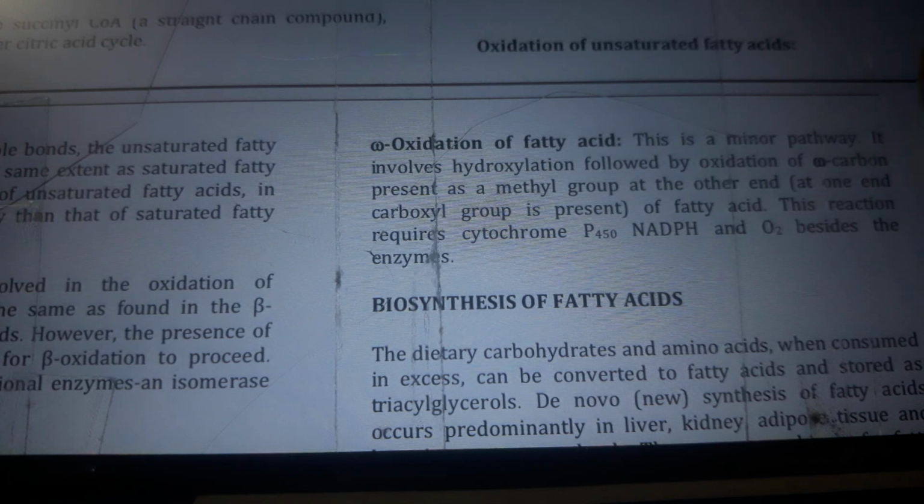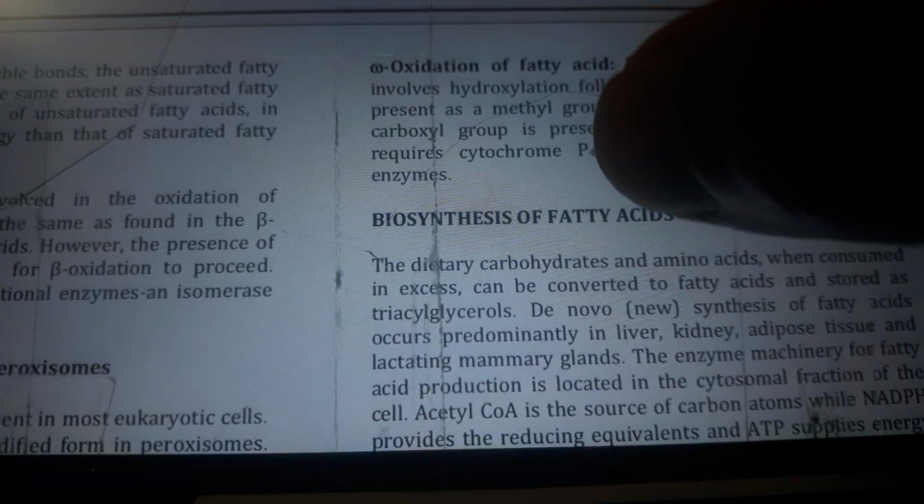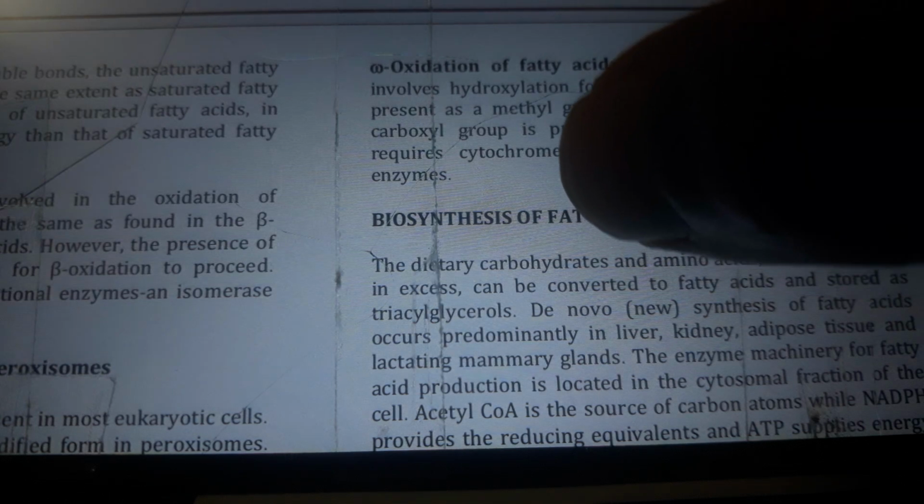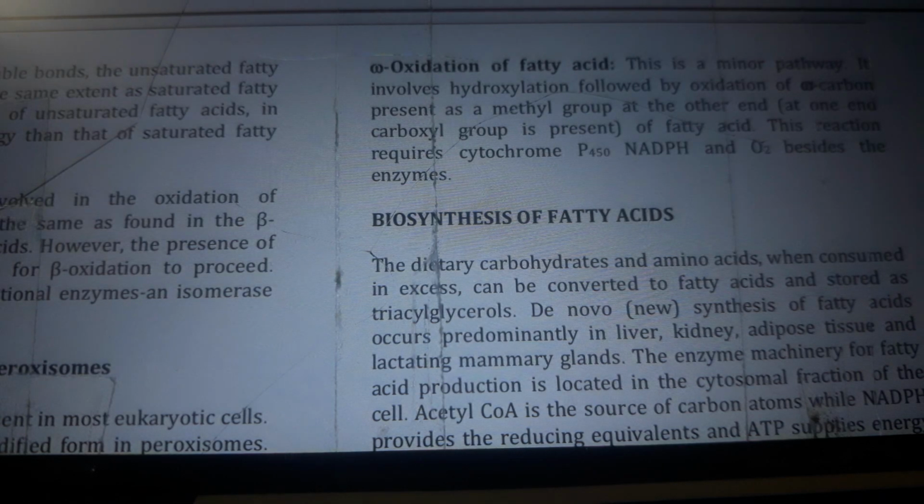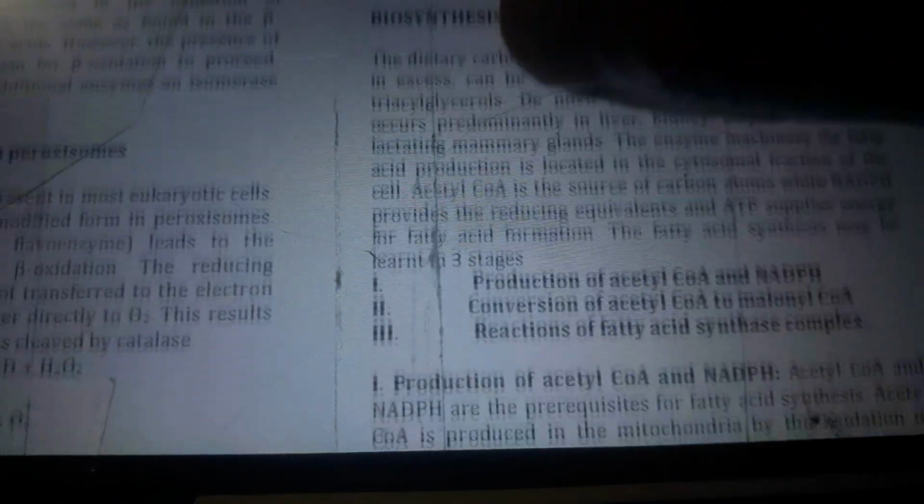This is a minor pathway. It involves hydroxylation followed by oxidation of the omega carbon, which is present as a methyl group at one end, while the carboxyl group is present at the other end of the fatty acid. This reaction requires cytochrome P450, NADPH, and O2 besides the enzymes.